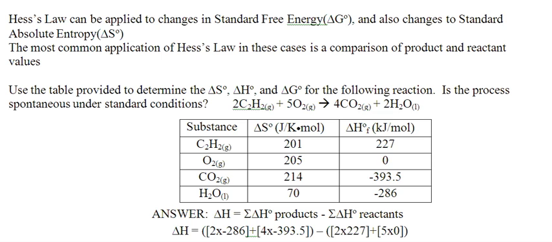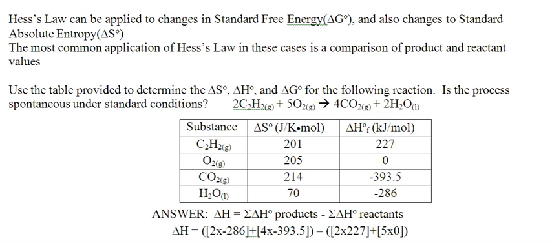Now we've seen Hess's law before, where we would be looking at more of an application to changes in enthalpy. So the most common application of Hess's law in these cases is going to be a comparison of product and reactant values. So typically you're going to be given some type of a table. In this case, the table is for changes to standard entropy and changes to standard enthalpy of formation. And so a combination of these two terms will allow us to calculate delta G.